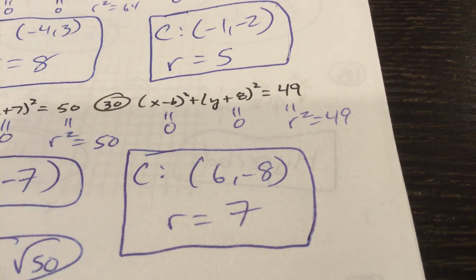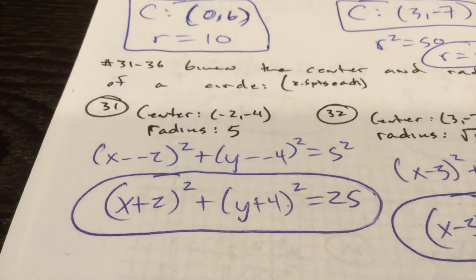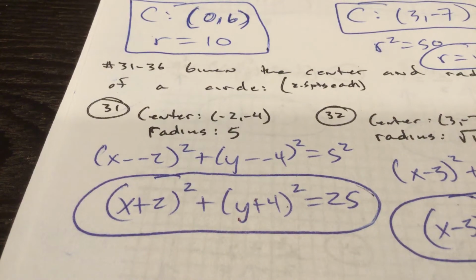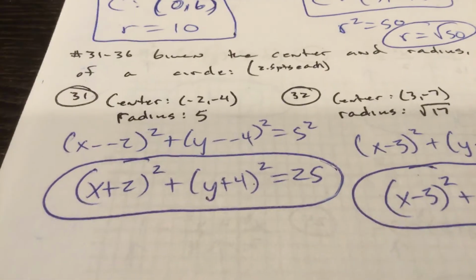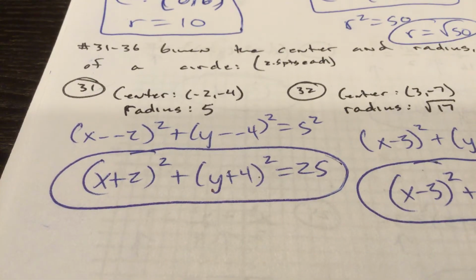And the last few questions, folks, on this page, then followed by a short next page. 31 through 36, given the center and radius, write the equation of a circle. Literally the opposite of what we just did. So if the center is negative 2, negative 4, it's going to be x minus a negative 2 squared plus y minus a negative 4 squared equals the radius 5 squared. That's how it simplifies.